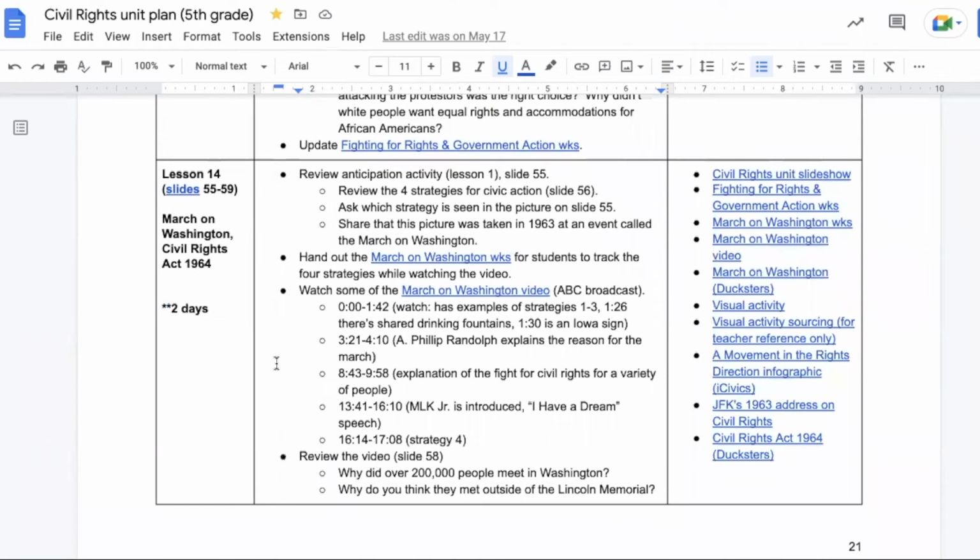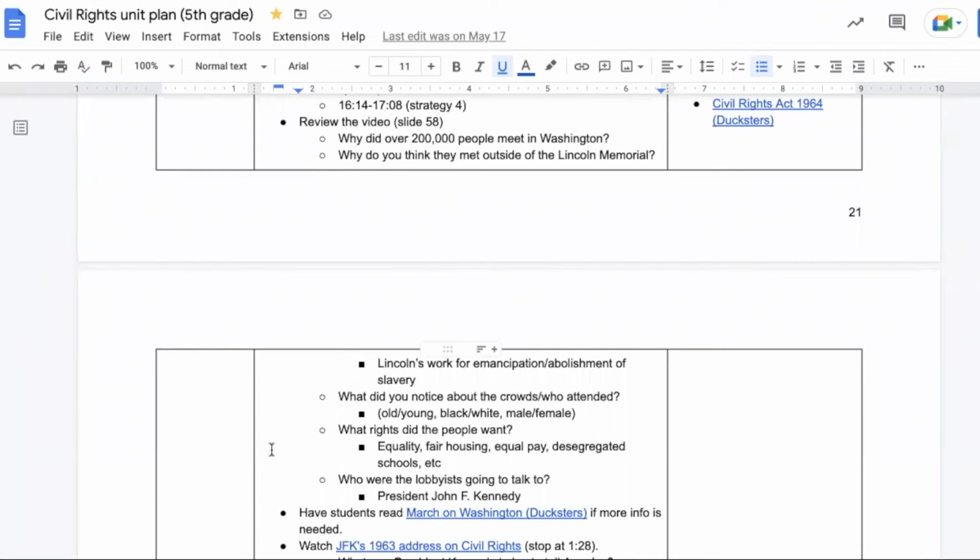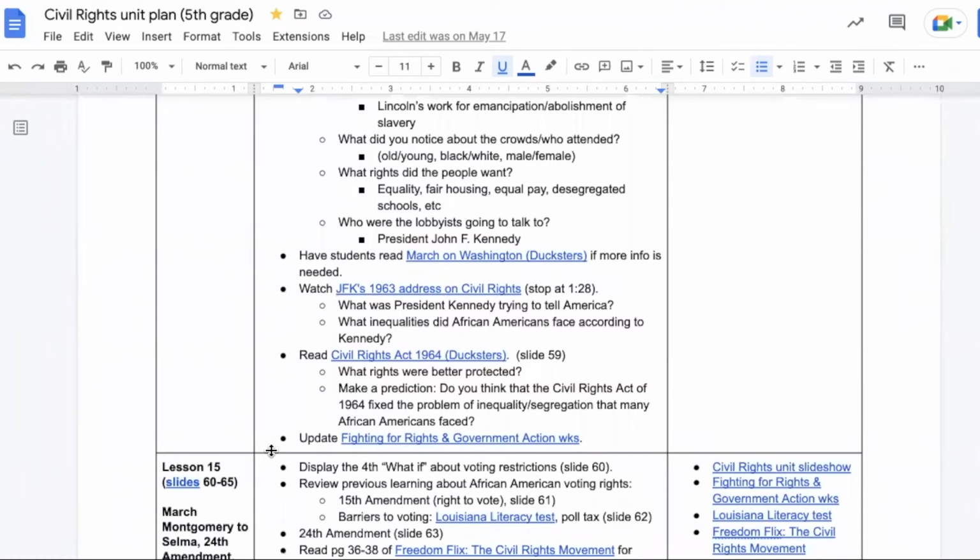In lesson 14, we learn about the March on Washington and the Civil Rights Act of 1964. There's a worksheet that corresponds with a video about the March on Washington, and there's a few key points to watch so that you're not watching the entire thing. Note that all sorts of people attended. Have students read March on Washington and take a look at JFK's address on civil rights before looking at the Civil Rights Act of 1964.